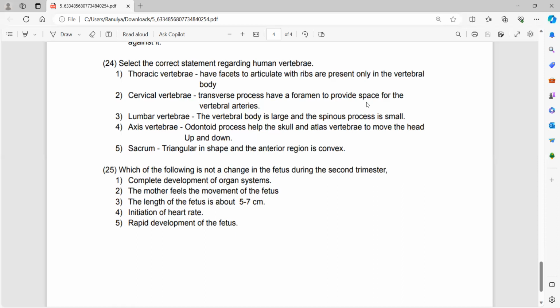Last one. Which of the following is not a change in the fetus during the second trimester? Right? During the second trimester, organ systems completely develop. Fetus grows to about 30 centimeters in length and mother can feel the fetal movement. So we can take answer number 3. Not a change, answer number 3. හරිද? අනිත් ඔක්කොම වෙන දේවල් second trimester එකේ.